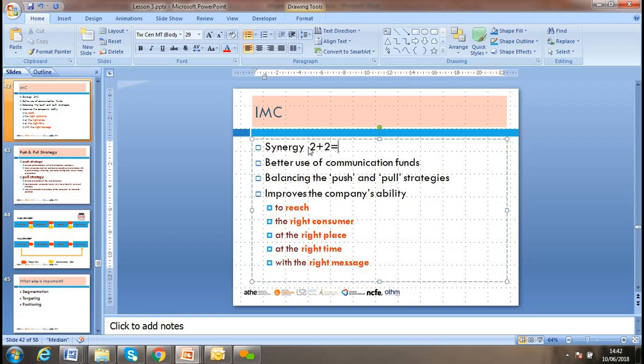Normally in maths we'll say 2 plus 2 makes 4. But in business, if we work all collectively as a team, 2 plus 2 can make 5. Yes, so we can create extra output.